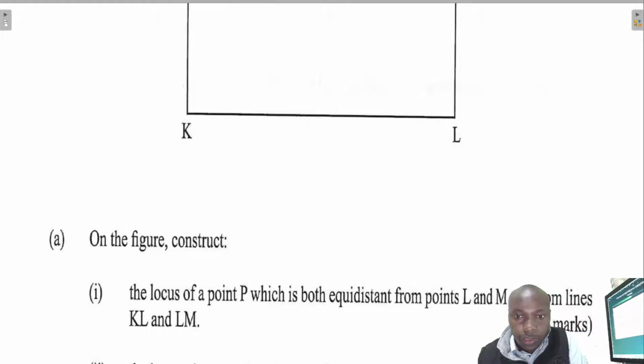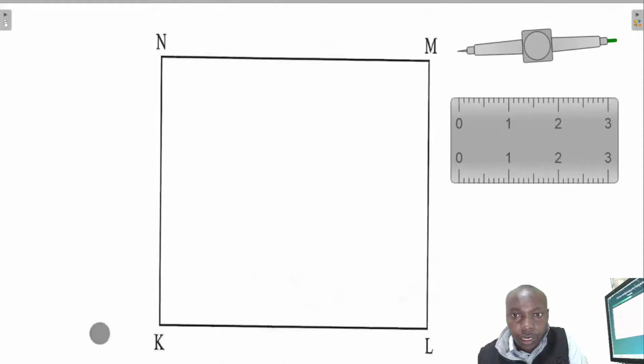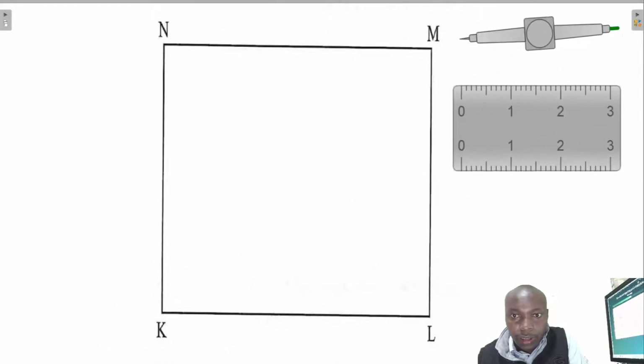So we're going to begin with this part, the locus of a point equidistant from points L and M. So look at the diagram there. Point L is there and point M is there. The locus of a point equidistant from two given points is obtained by joining the 2 points using a straight line and constructing the perpendicular bisector of that line.